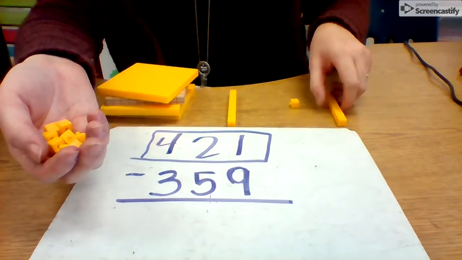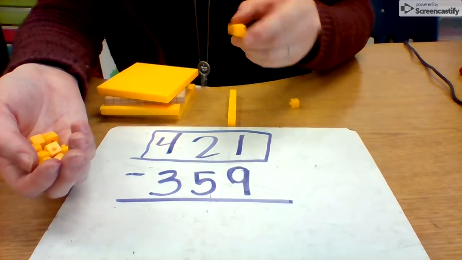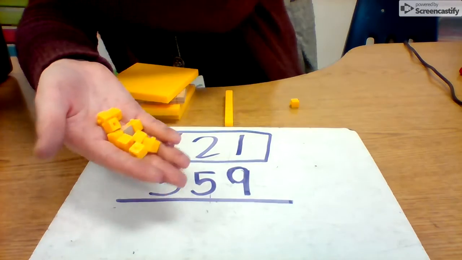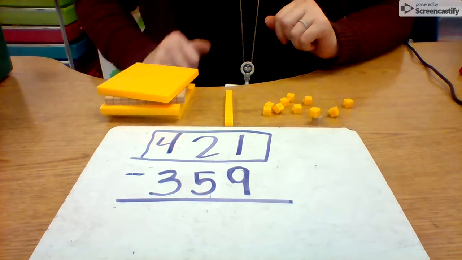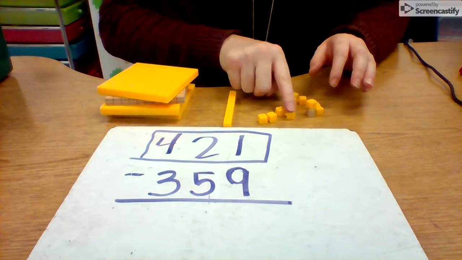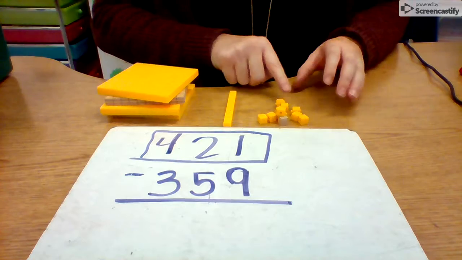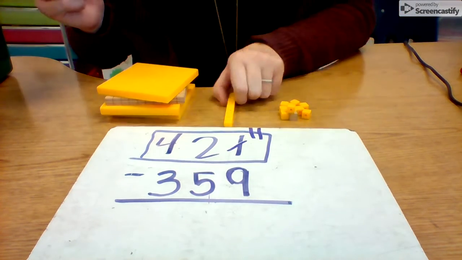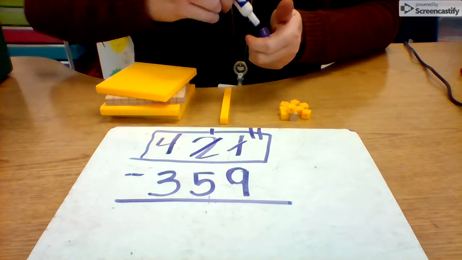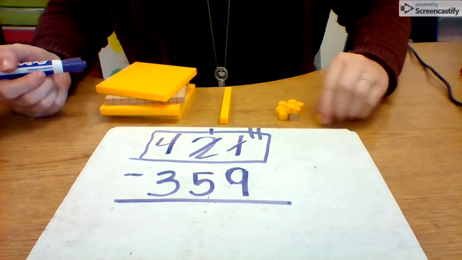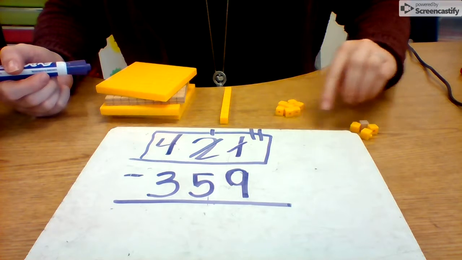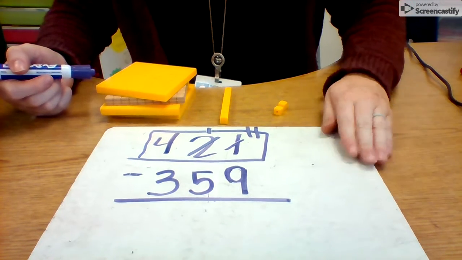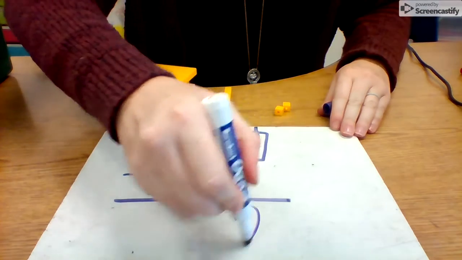It's like I'm moving a 10 into the ones place, but I'm not going to leave it as a rod. I exchange it. So I'm actually taking one of my 10s away and exchanging it for 10 ones. So now I have 1, 2, 3, 4, 5, 6, 7, 8, 9, 10, 11 ones. Actually, I have 11 ones, and I only have 1 ten left. But now I can take my 9 ones away. 1, 2, 3, 4, 5, 6, 7, 8, 9. And that leaves me with 2 ones in the ones place.